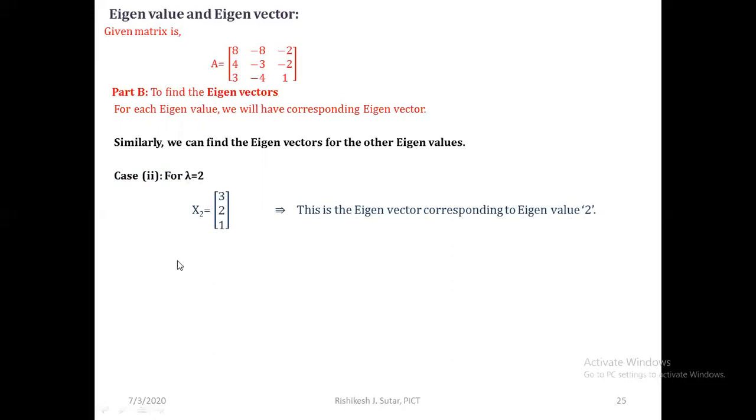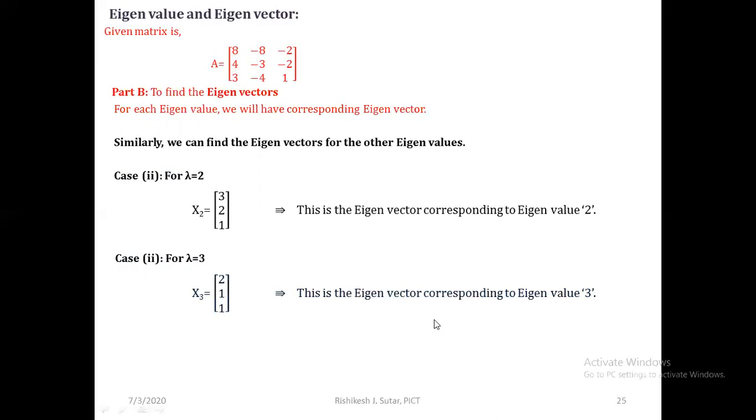Similarly, again for the third case, that is lambda equal to 3, you can apply the same process and you can find out the eigenvector for the eigenvalue lambda equal to 3. So that eigenvector is x3 equal to 2, 1, 1, and this is the eigenvector corresponding to the eigenvalue 3. So that's it for this session 7.